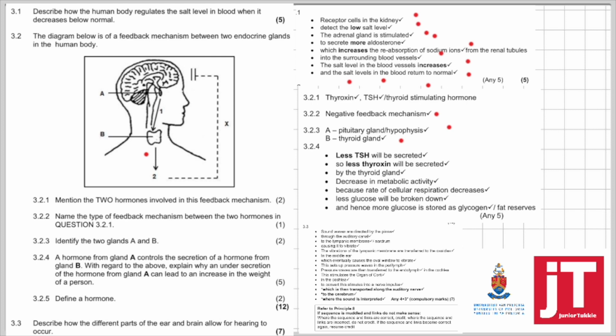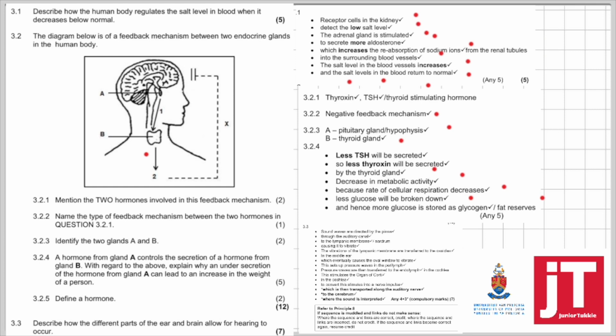3.2.4. A hormone from gland A controls the secretion of a hormone from gland B. With regards to the above, explain why an undersecretion of the hormone from gland A can lead to an increase in weight of the person. 5 marks. Less TSH will be secreted, so there's less thyroxine secreted by the thyroid gland. There will be a decrease in the metabolic activity because the rate of cell respiration decreases. Less glucose is broken down, more glucose is stored as glycogen, and so your fat reserves will also increase. That's why the person increases in mass.